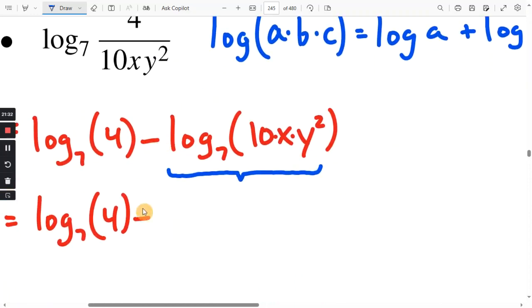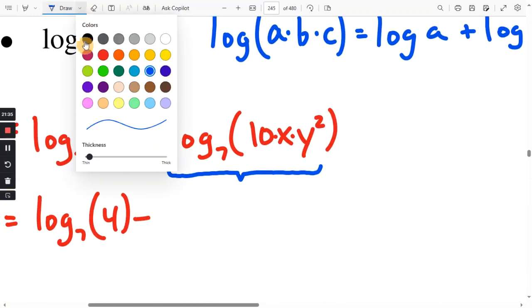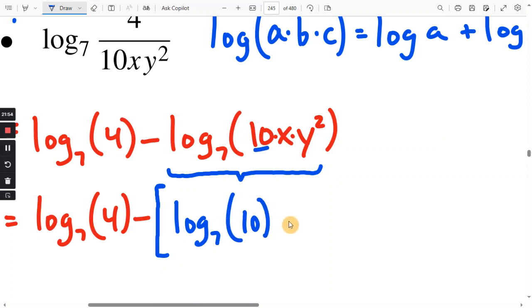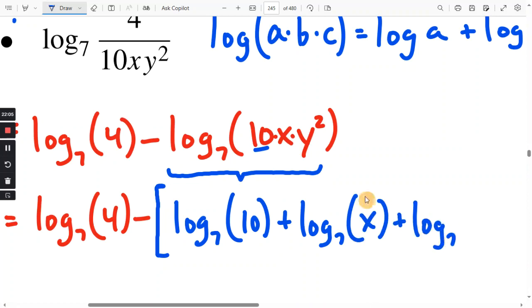All right, we keep the minus sign. We have a log base 7. I'll keep the different color. We have a log base 7. And what I'm going to do, it's going to be minus this whole thing right here. I'm going to use brackets. Log base 7 of 10. And we're doing the plus sign because it's a product. Plus log base 7 of x plus log base 7 of y squared. All right, and then close the bracket at the end.